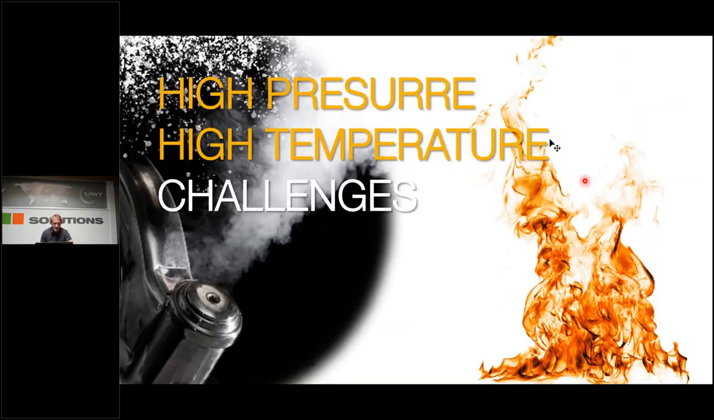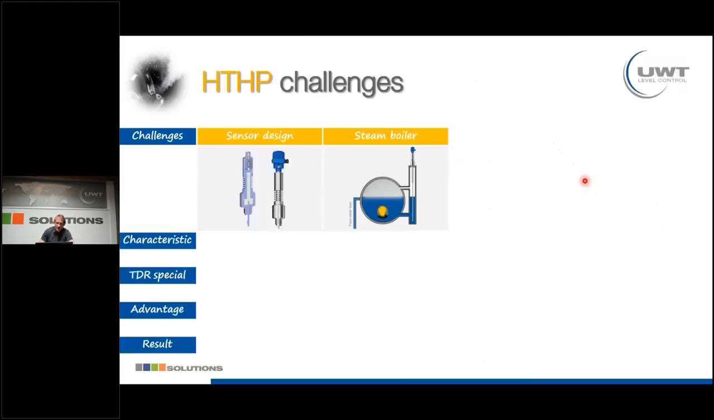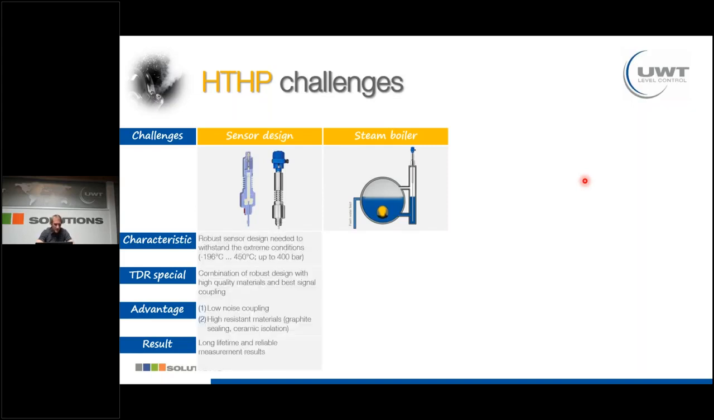Last point, high temperature, high pressure challenges. So here also TDR sensors are made for these very robust sensors. The sensor design is really robust, and also when you lift such a sensor, it's very heavy because of this design. So with TDR sensors, you can measure in the most extreme applications.